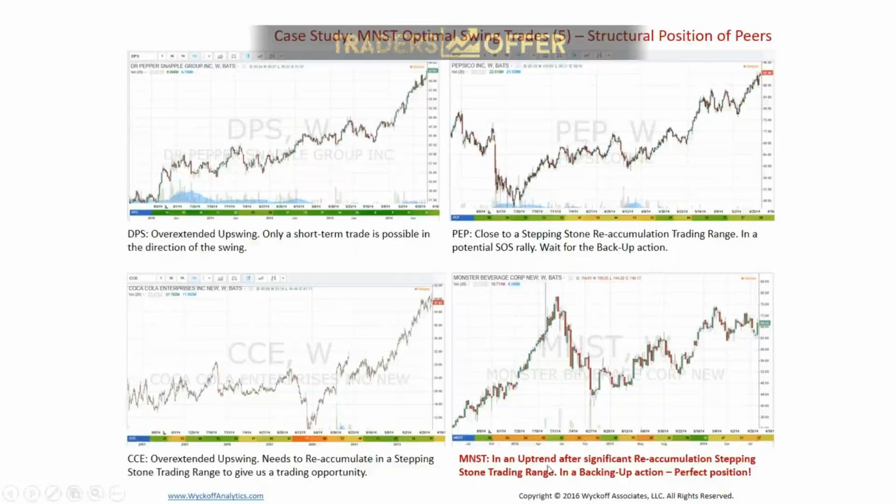This one right here, in the uptrend after significant reaccumulation, stepping stone trading range in the backing up action, perfect position.